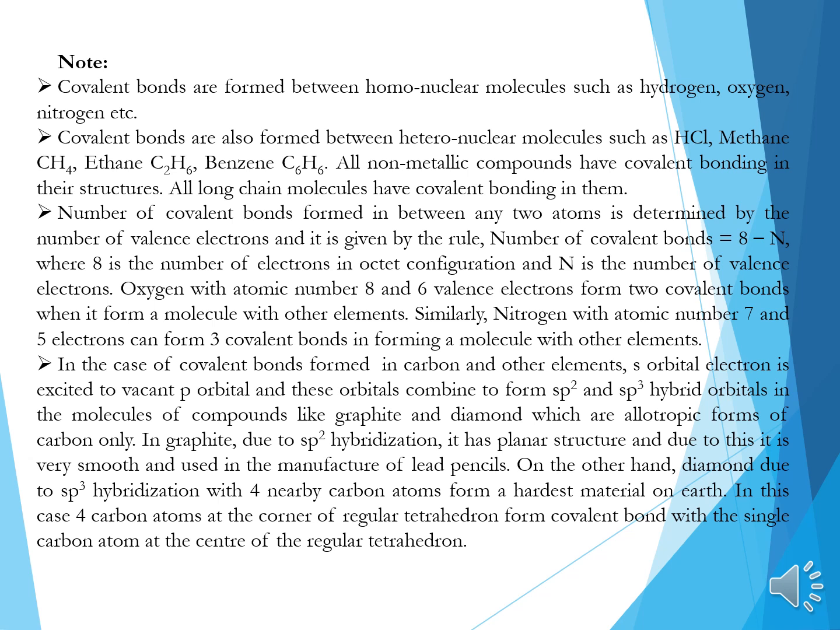In the case of covalent bonds formed in carbon and other elements, an s orbital electron is excited to a vacant p orbital, and these orbitals combine to form sp2 and sp3 hybrid orbitals.